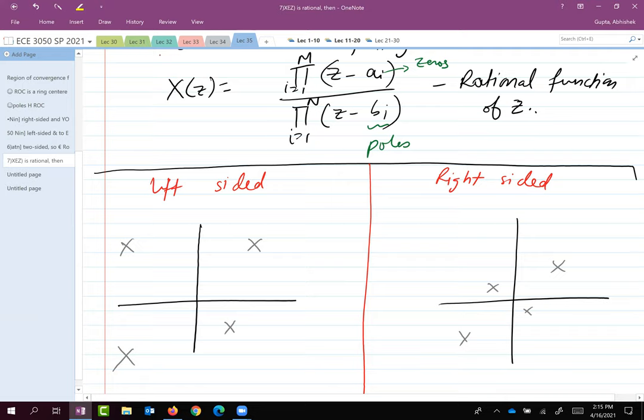For the left-sided signal with rational Z transform, this is the pole that's closest to the origin. So I'm going to draw a circle that goes through this pole. So all the poles are outside of this circle, and my Z transform would be inside this region except perhaps at the origin. I don't know whether origin is part of the region of convergence or not. I'll have to check. But in general, for the left-sided signal, you have to look at the innermost pole and then the entire circle within the innermost pole, except possibly the origin, would be part of the region of convergence.